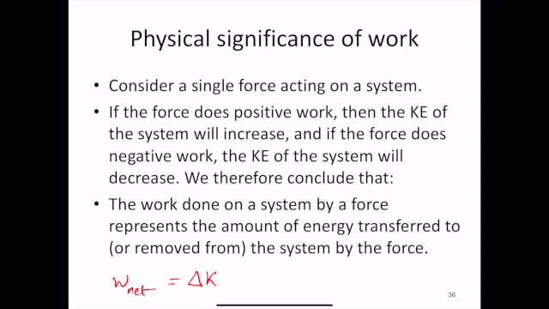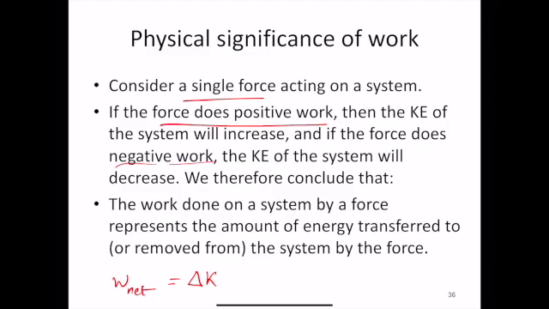All right, so for simplicity, just assume that there is one force acting on the system, right? So if this force does positive work, then W net will be positive and the delta K will also be positive, and that would mean that the kinetic energy of the system increased by the same amount as the work done, right? The same number of joules. And if the force does negative work, then the kinetic energy of the system will decrease by that same amount.